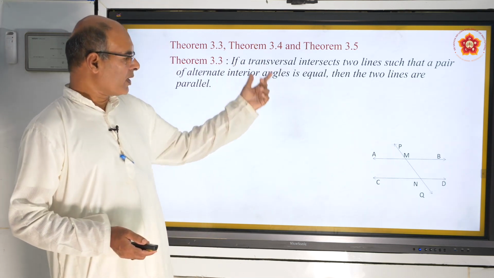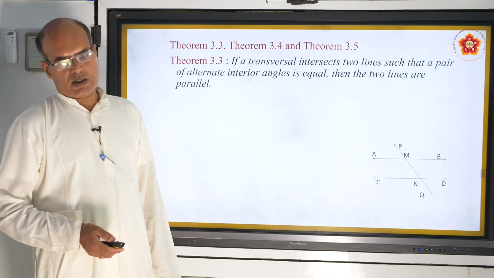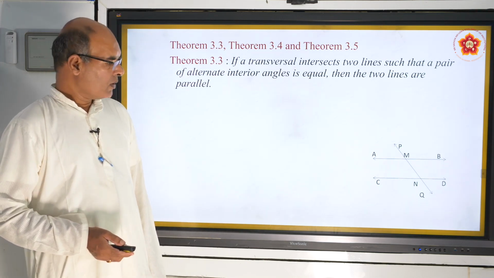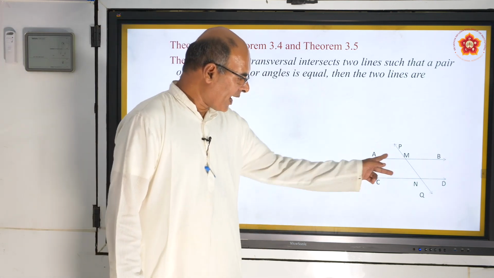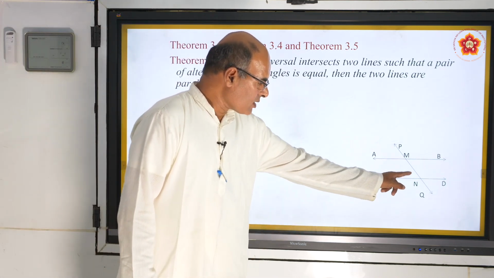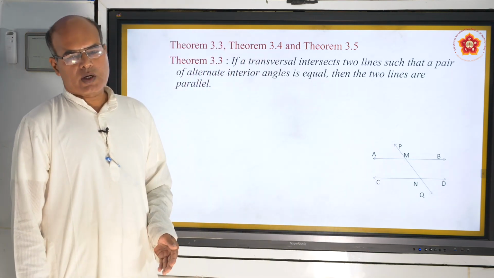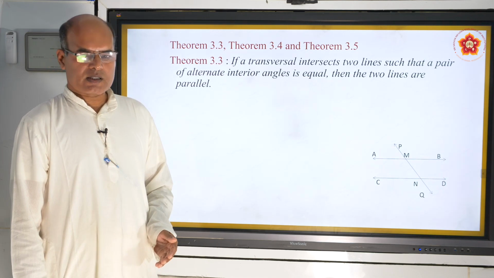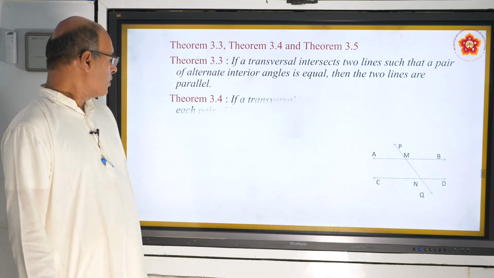Now theorem 3.4 is about the interior angles on the same side of the transversal. So according to Euclid's fifth postulate, if the lines are parallel, then the interior angles on the same side of the transversal together are equal to 180 degrees. That means they are supplementary angles. So that is theorem 3.4.